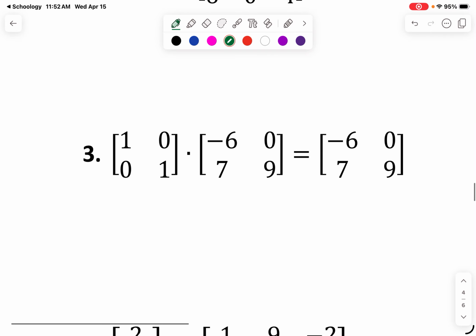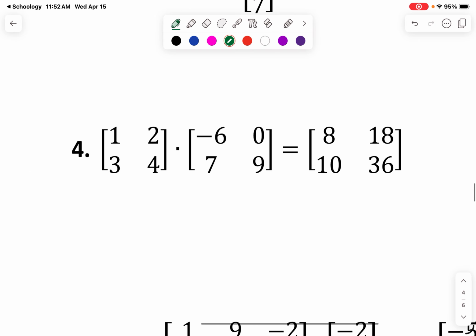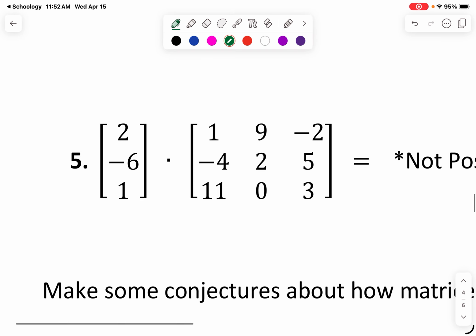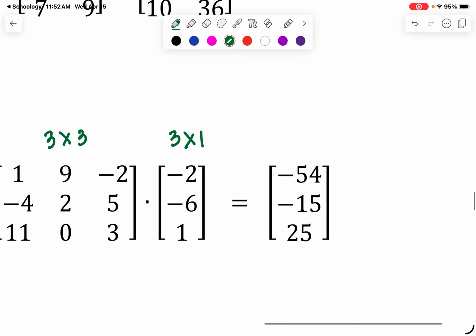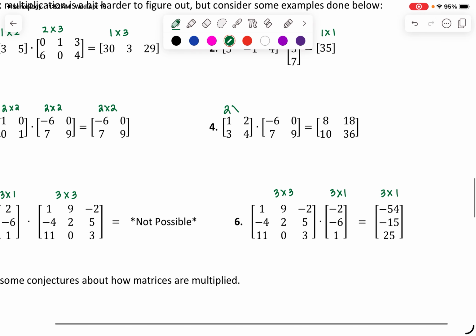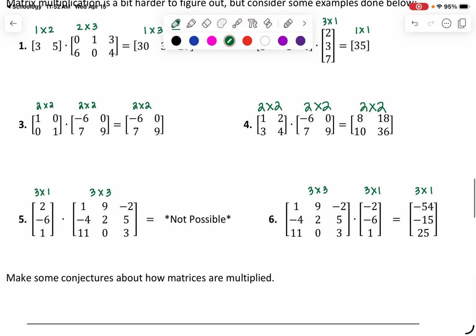Okay, so another one, 2 by 2, 2 by 2. You get a 2 by 2. This one here, 2 by 2 times 2 by 2, you get a 2 by 2. This one right here, 3 by 1 times a 3 by 3, not possible. This one right here, a 3 by 3 times a 3 by 1, you get a 3 by 1. Can we notice the pattern? I can't not write this one here, sorry. Okay, do we notice a pattern here?